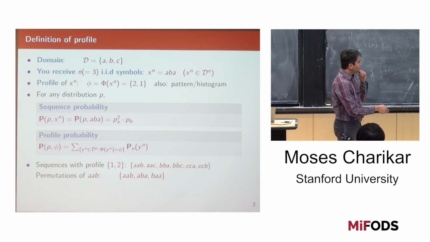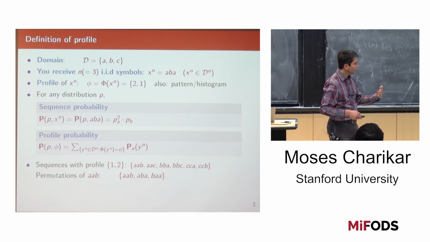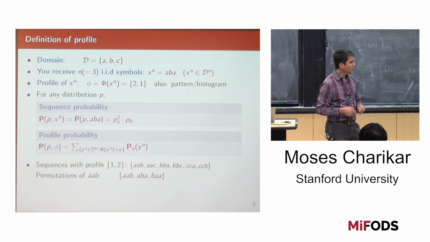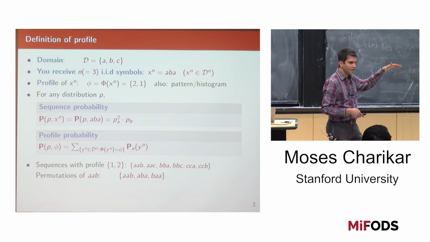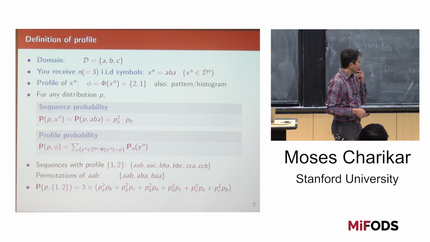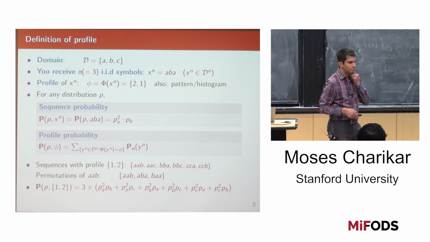So just to clarify, what are the sequences that have the profile 1, 2 or 2, 1? You've got to see 2 elements, 1 twice, 1 once. So you could have 2 A's and 1 B, 2 A's and 1 C, 2 B's and 1 A, 2 B's and 1 C, 2 C's, and so on and so forth. And each of these can be permuted in 3 different ways. So if you had AAB, it could be that the B appeared in the 3rd position, the 2nd position, the 1st position. You've got to add up all of their probabilities. So the probability of the profile 1, 2 is going to be 3 times the sum of all of these terms. Just to belabor the point, to make sure that we're all on the same page.